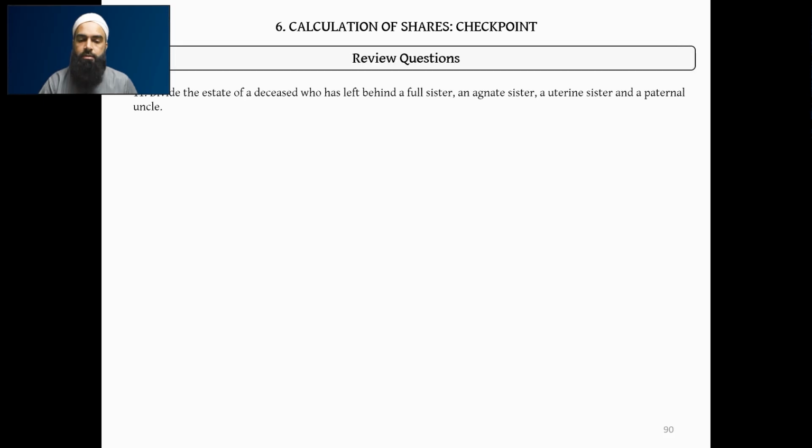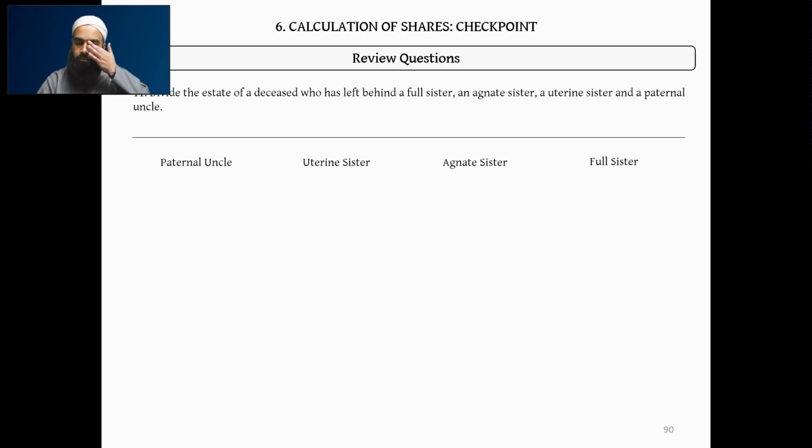Next question: divide the estate if there is a full sister, agnate sister, uterine sister, and paternal uncle. Full sister, agnate sister, uterine sister, and paternal uncle. Now to reveal the answer, the full sister gets a half, the agnate sister receives 1/6, and the uterine sister receives 1/6 too. There's no one to block her. And the paternal uncle, he is the asaba, he gets the agnatic shareholding.